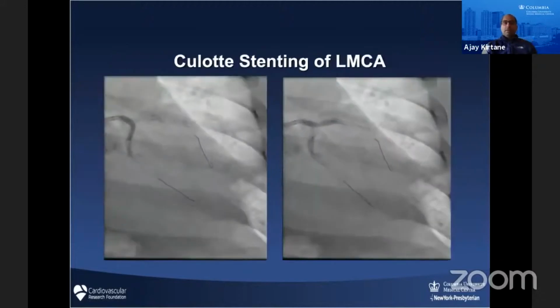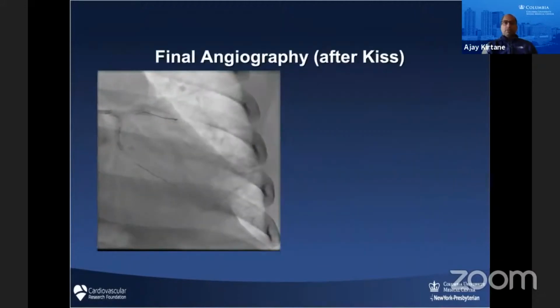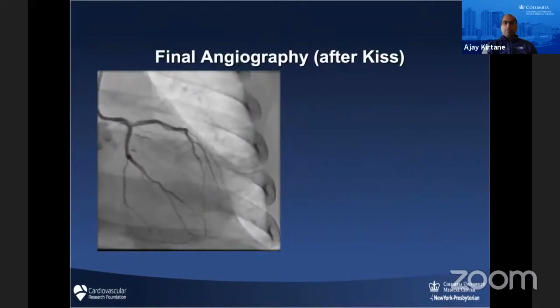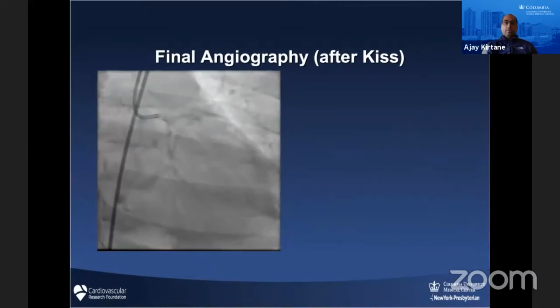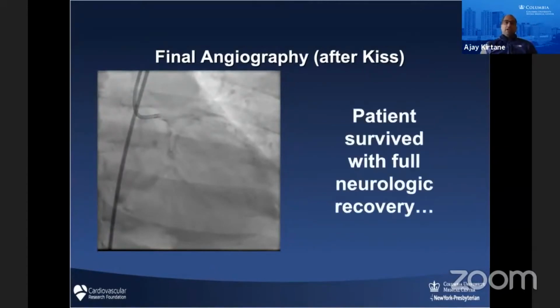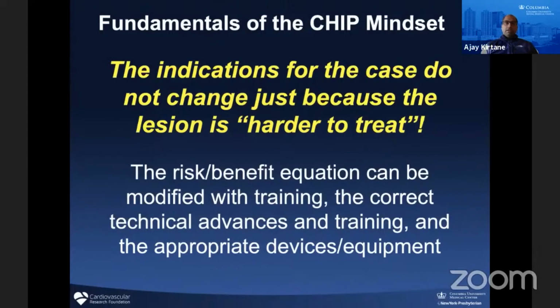We then basically completed culotte stenting of the left main. Here's what the final angiography looks like after kissing balloon inflation, where we restored all flow and circulation to the left system. We actually put in an Impella to unload the LV because the heart was clearly going to be stunned. And the patient actually survived and was discharged with a full neurologic recovery. However, the patient had a vascular complication and had an amputation of the leg at the site of hemodynamic support. So this was a challenge that we had to deal with, but we did save the patient's life in the end.